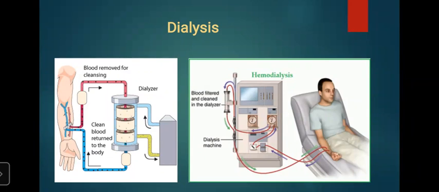In that, as you can see in the first picture, blood is removed for cleansing and goes into the dialyzer, where it gets filtered. Whatever extra things are there get excreted and removed, and the useful, clean blood is returned to the body. This is called dialysis. About 500 ml of blood is sent at one time through this machine, and purified blood is reinfused into the body of the patient.